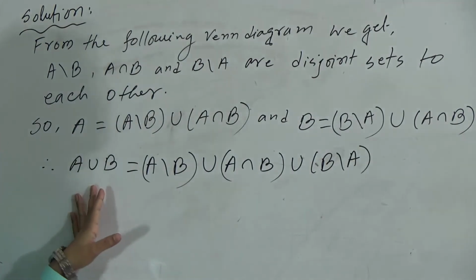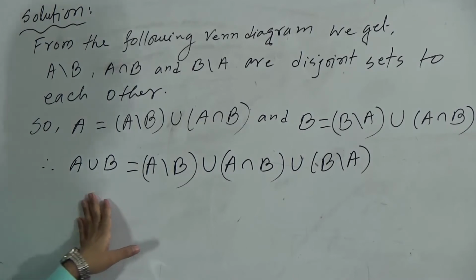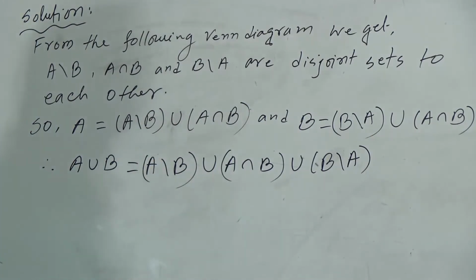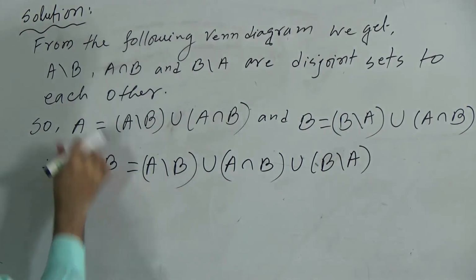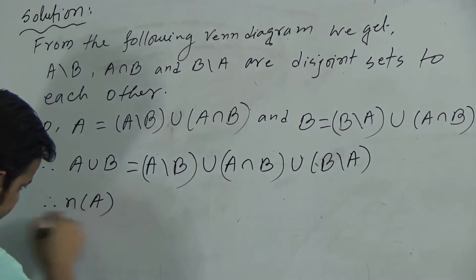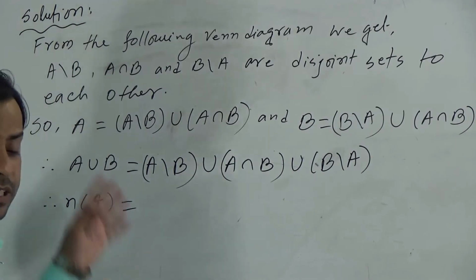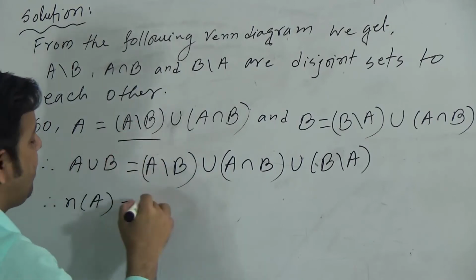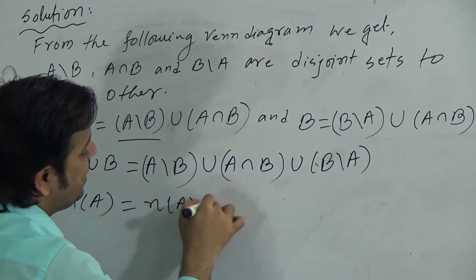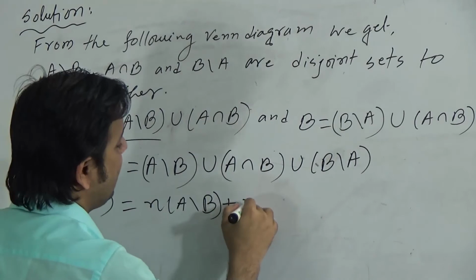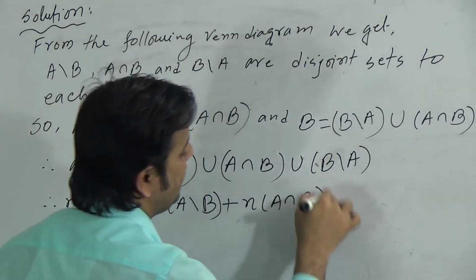Okay dear students, as I know this, we can now determine the number of elements of set A, the number of elements of set B, and the number of elements of A union B. So we can write the number of elements of set A. What will it be? We look at the number of elements of A delete B, and as here is union, we have to add the number of elements of A intersection B.